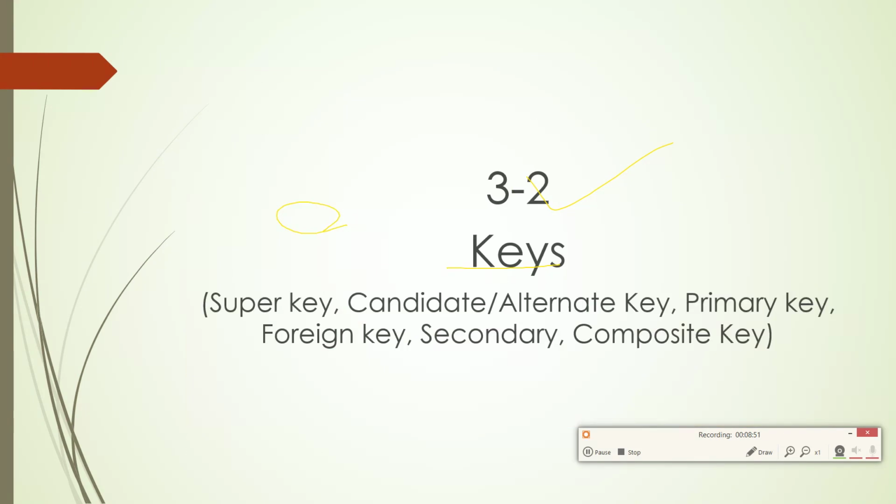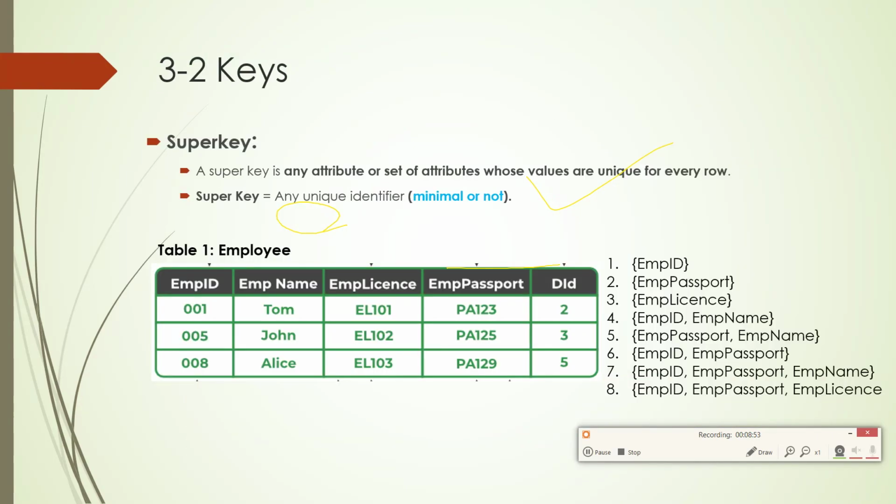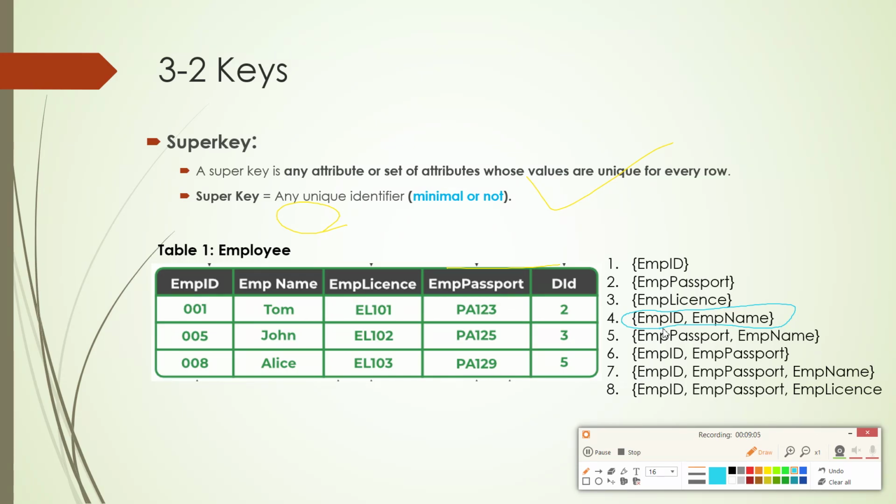if I take the example of this one, employee ID with combination of employee name, this cannot be a candidate key, because in a candidate key we take the minimal attribute, and the minimal attribute employee ID can retrieve one record out of this table. Then why do I need to add employee name with this one?